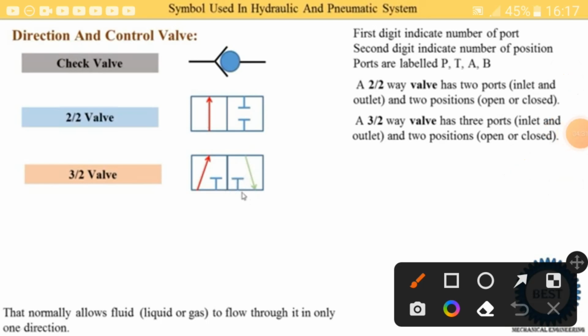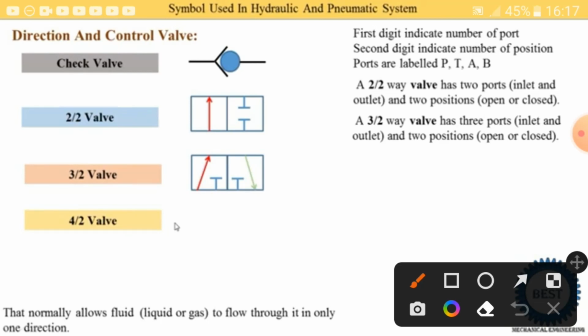Here the 3 ports are named P, T and A. This is the pressure port, this is the tank port, and here is the A port. Suppose there is a 4th port, then the B port is provided. I hope this is clear about the number of ports. Now you have already cleared your concept, so take the 4x2 valve. That has 4 ports, P, T, A and B, and 2 positions are possible. So for 2 positions we need to draw 2 squares, and in each square 4 ports are provided.